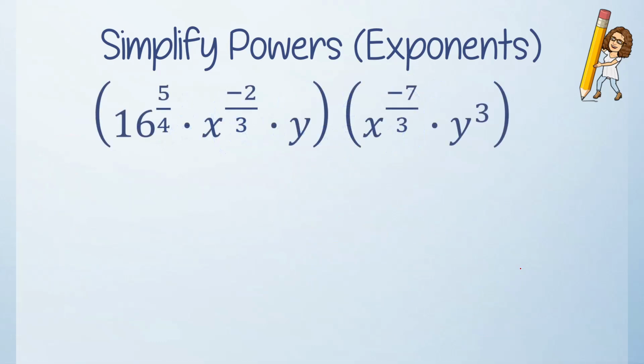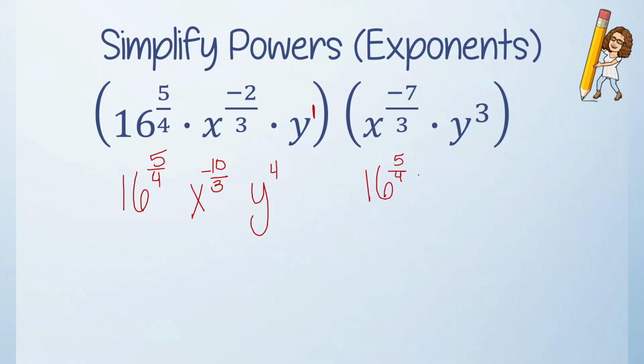Try one more for our video. So I'm just going to combine some like terms here. Oop, lost my pen. So I just got 16 to the 5/4, x to the negative 10/3, because I just got to add those exponents, right? This is y to the 1st, so that would be y to the 4th. Negative 10/3 does not simplify, but I do need to take care of that negative, so I'm going to take care of that first. Just like that. And then I'm going to do a little sidebar conversation.